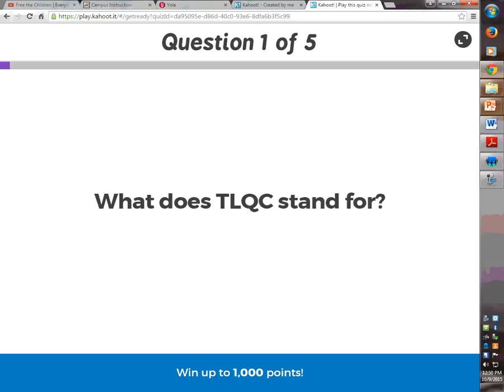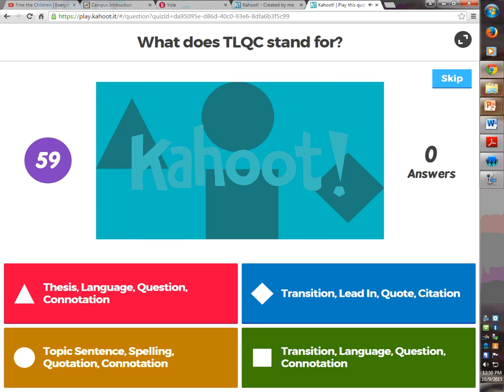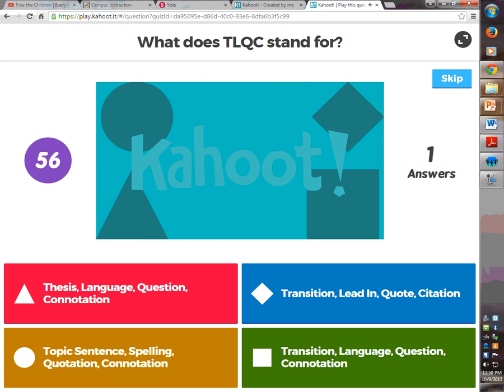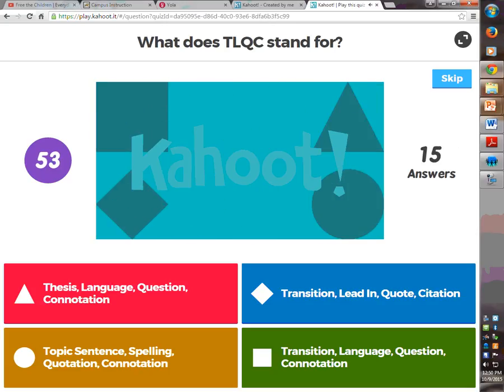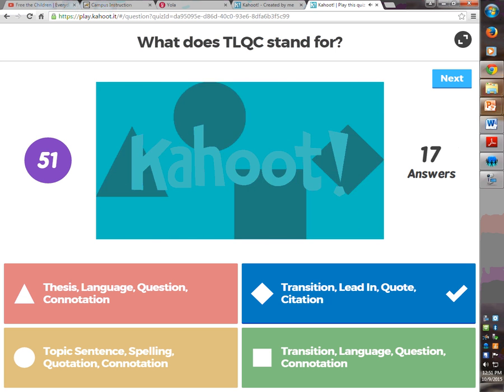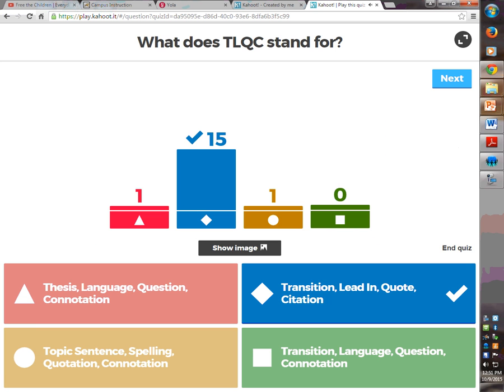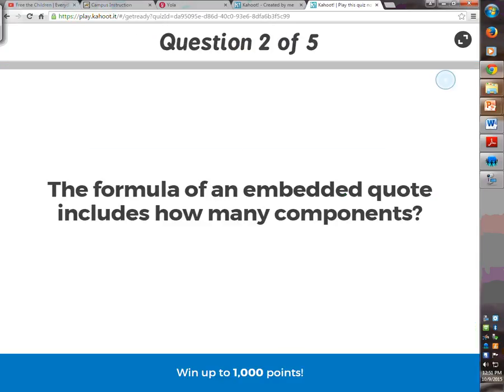Number 1, what does TLQC stand for? Is it red, thesis, language, question, connotation? Yellow, topic, sentence, spelling, quotation, connotation? Blue, transition, leading, quote, citation? Green, transition, language, question, connotation? Very good, folks. We selected correctly. TLQC, folks, it's your formula for making an embedded quote. Let's go ahead and move on to our second.